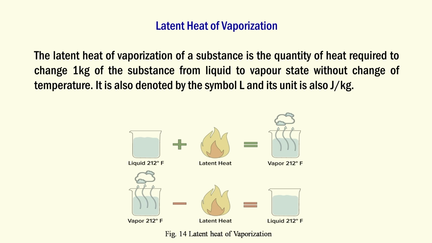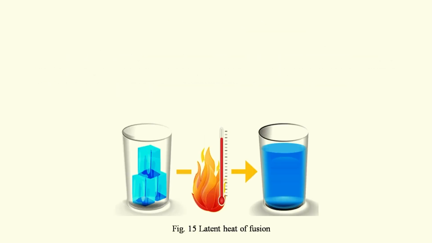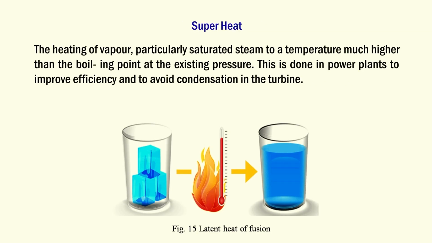There are two main types of latent heat: first, latent heat of fusion or melting point; second, latent heat of vaporization. Superheat. The heating of vapor, particularly saturated steam, to a temperature much higher than the boiling point at the existing pressure. This is done in power plants to improve efficiency and to avoid condensation in the turbine.